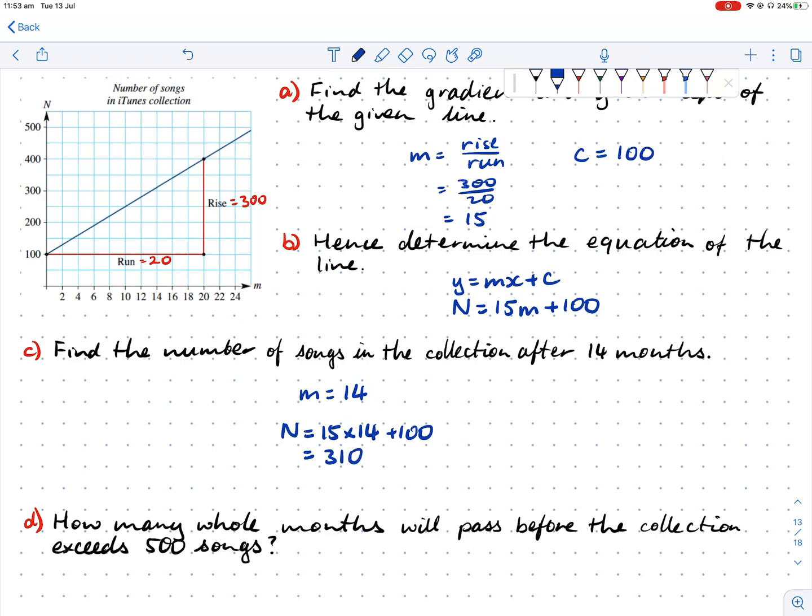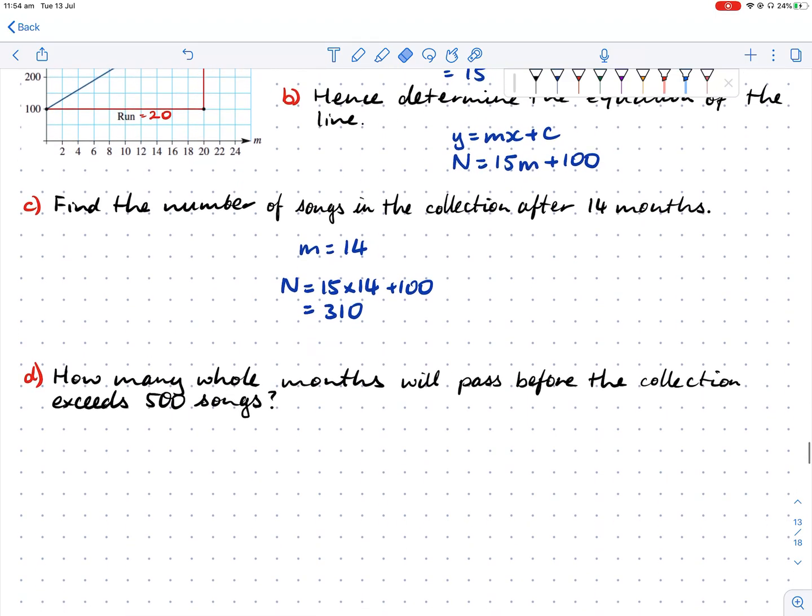Now, if we were to try to work this out from the diagram, at M equals 14, I draw a line up here, I can then bring that line across and approximate how much that would be. But the problem with that is it's not exactly on a grid line. So you're just saying, oh, it's going to be about this amount. Whereas if we've got an equation, we can actually work out a very accurate value there.